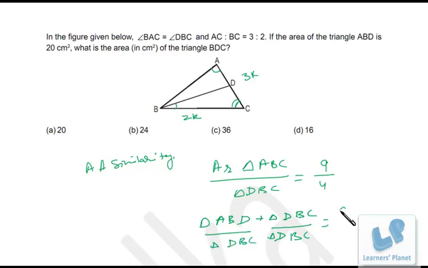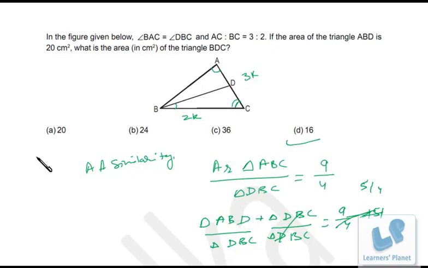So that's 9 by 4. This is 1. So it's 9 by 4 minus 1. So that's 5 by, I just write it over here, 5 by 4. Now I have to find out the area of BDC. ABD is already given, that is 20. So if 5 is 20, that means 4 must be 16. So area of triangle BDC must be 16.